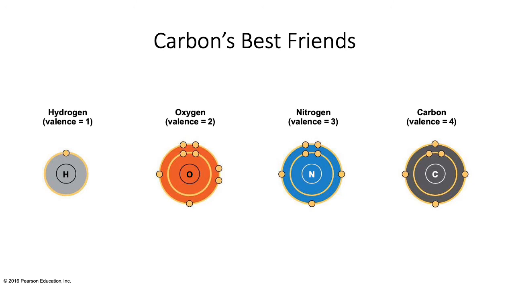I jokingly call these carbon's best friends. Carbon interacts a lot with hydrogen, oxygen, and nitrogen. And those are some of the most prevalent elements in our body, right? You can see hydrogen has a valence of 1, meaning it has 1 electron in its outer shell and it needs 1. When we say how many valence electrons does it have, that's how many are in the outer shell. When we say what is its valence, that's how many does it need. I don't know why they made that so confusing, but there you go. So hydrogen has a valence of 1 because it wants 1 electron. Oxygen has a valence of 2 because it wants 2 electrons. Nitrogen has a valence of 3 because it wants 3 electrons. And carbon has a valence of 4 because it wants 4 electrons.